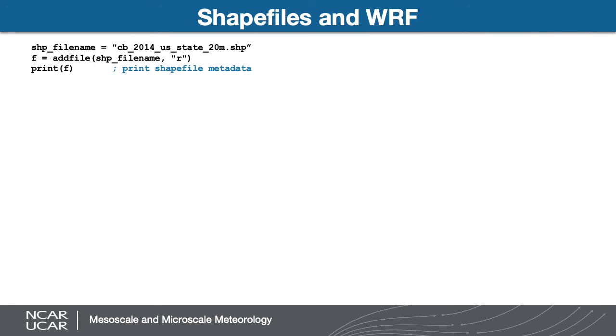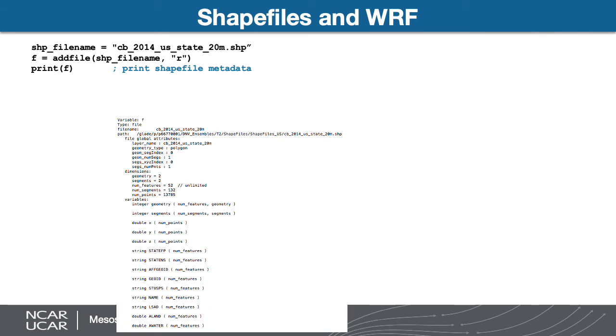So I can just use print F, and it'll write out to the screen the metadata for the shapefile. This is what I get, because sometimes it's just really hard to figure out what's in your shapefile. So we can look here and look at what variable we might be interested in. So if you look at the list here, I'm probably interested in name.